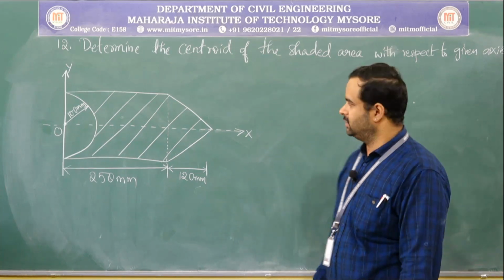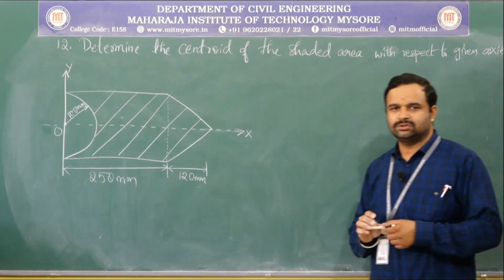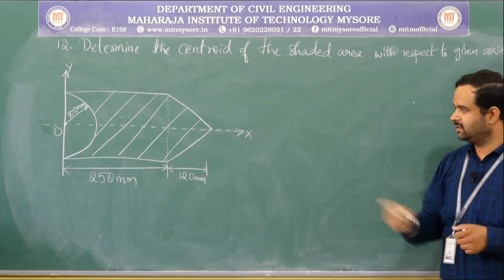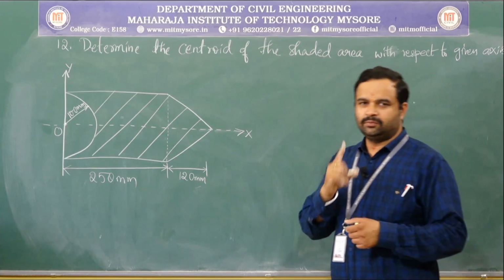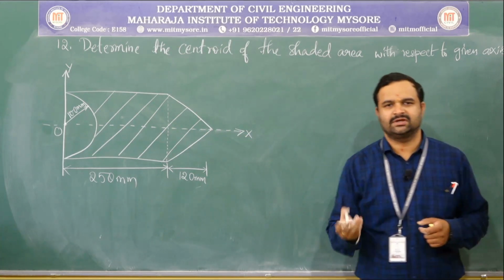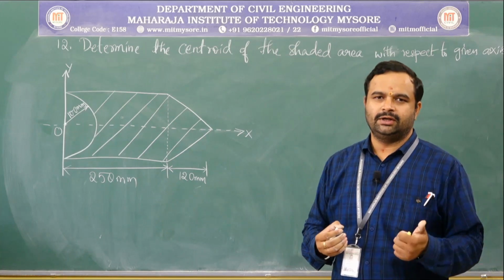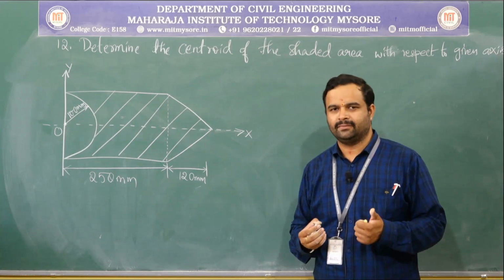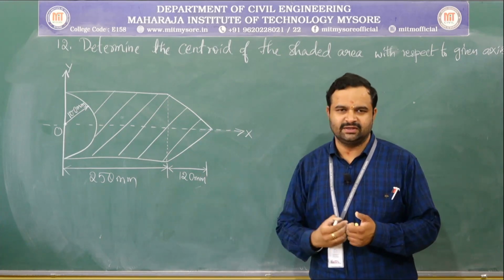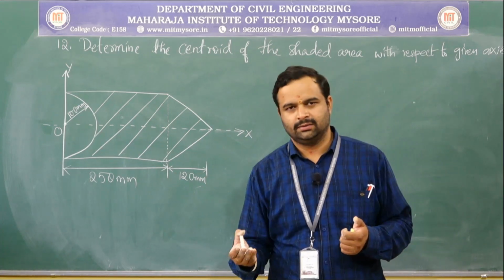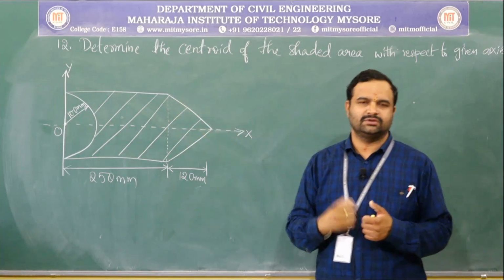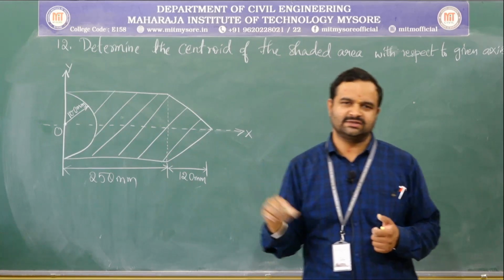In this problem, they have asked us to determine the centroid with respect to the given axis as shown in the figure. OX and OY are already given. You need to locate the centroid with respect to this axis. Now, what are the steps involved? The first step is to look for any axis of symmetry, that is, a mirror image of one part. If you cut it along the OX axis, it is symmetrical, yes or no? So, this figure is symmetrical about the OX axis.